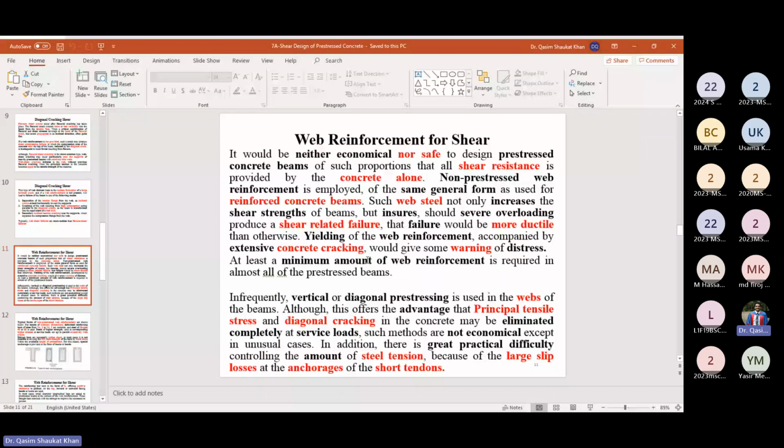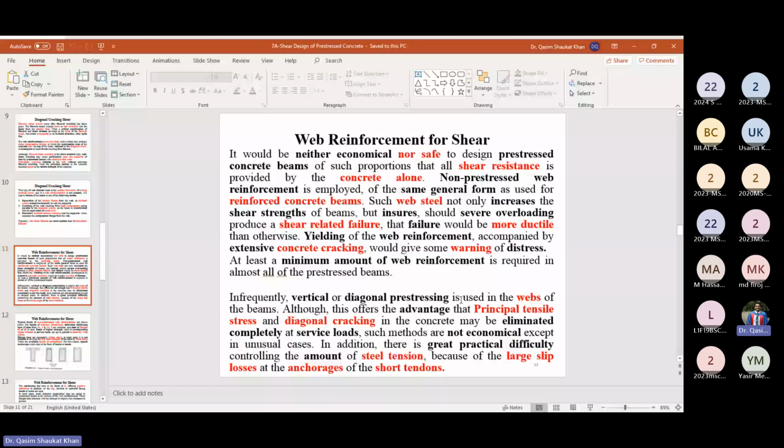Infrequently, vertical or diagonal pre-stressing is used in the web. Now you know that webs are the vertical part of your beam. So it is relatively difficult. It is difficult to provide vertical pre-stressing or diagonal pre-stressing in the webs. So infrequently vertical or diagonal pre-stressing is used in the webs of the beam.